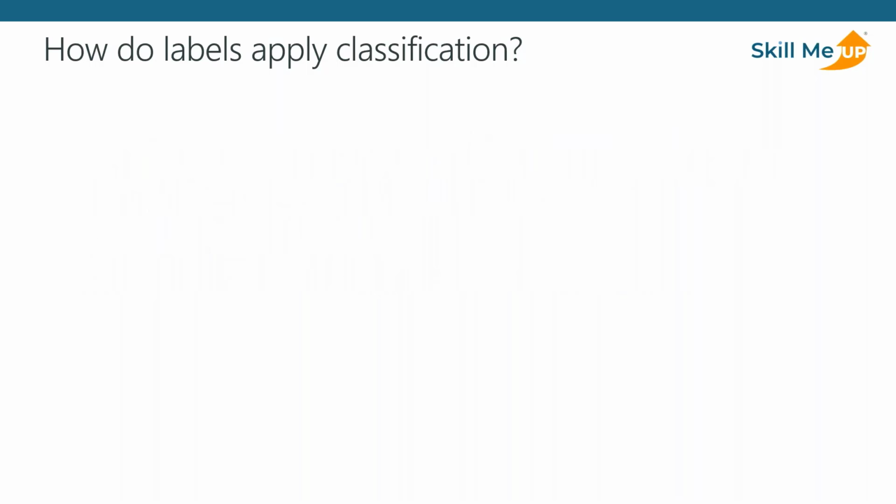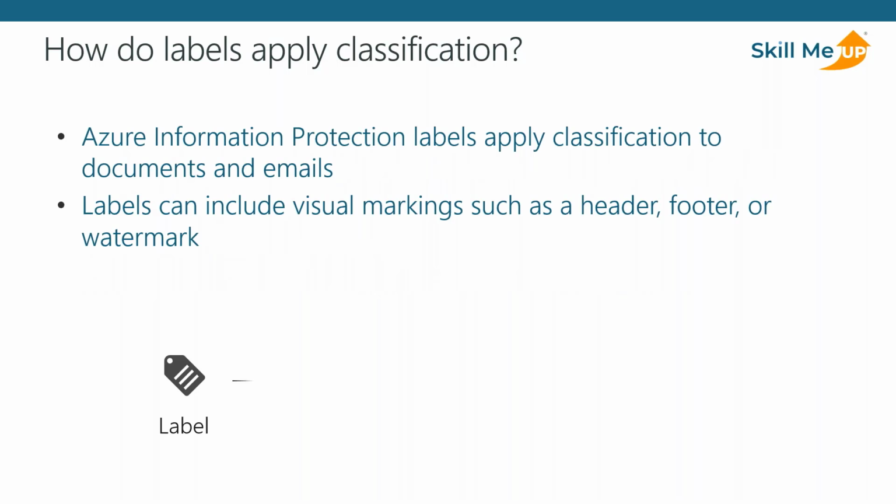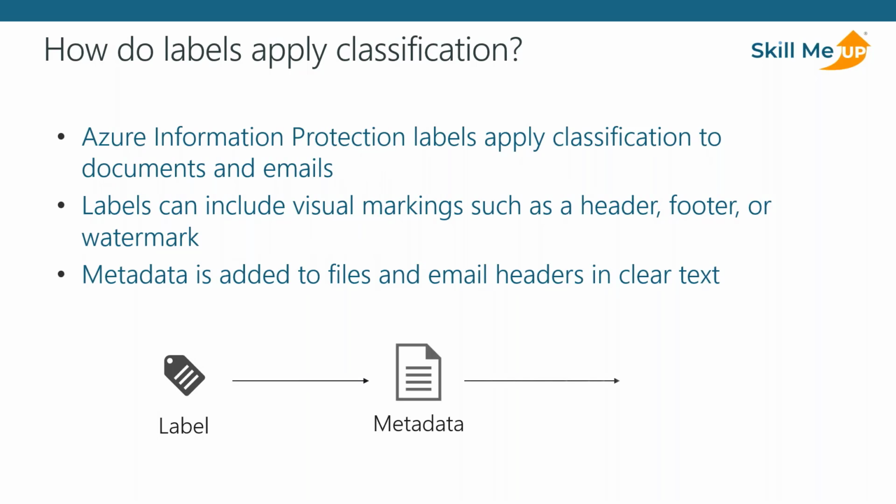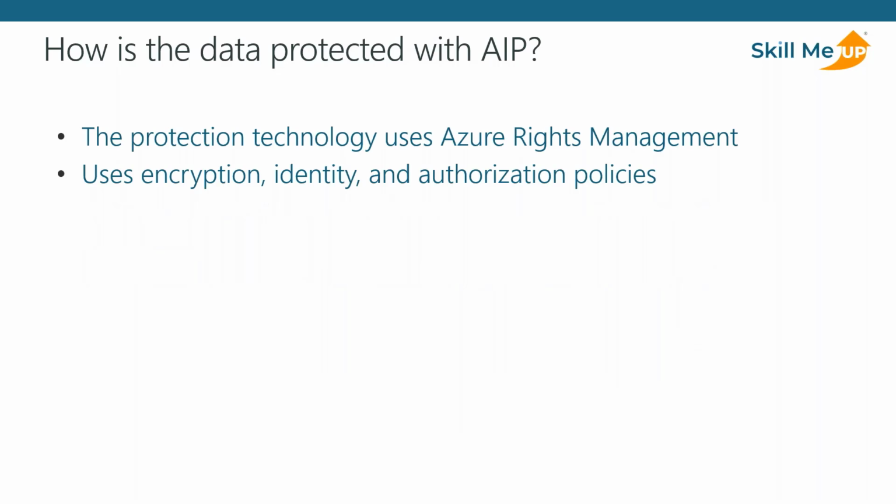So how do labels apply the classification? Well, the Azure protection labels apply classification to the documents and the emails. Labels that can then be assigned can include visual markings such as headers, footers, or even document watermarks. And then metadata is added to the files. And for example, if it's an email, it's added to the headers in clear text. So you can see that we assign the label. The labels are created with the specific security, and then all of that is then added to a document, which then becomes protected.